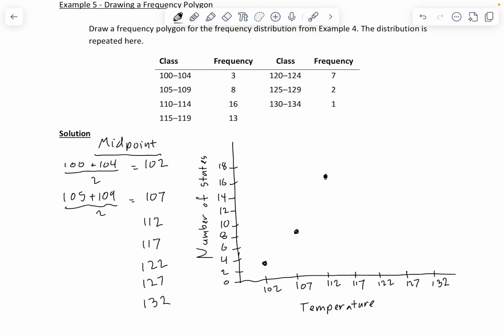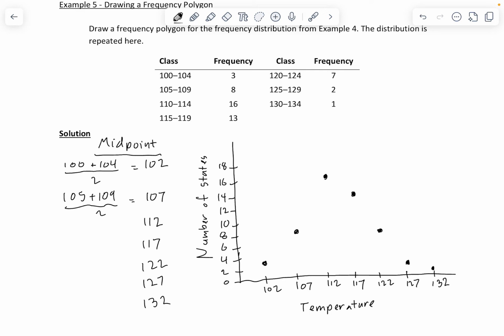117 has a frequency of 13, so right about here. 122, that is 1, 2, 3, 4, my fifth class here, has a frequency of 7. Looks like about there. And then my sixth class has a frequency of 2. And then lastly, a frequency of 1.